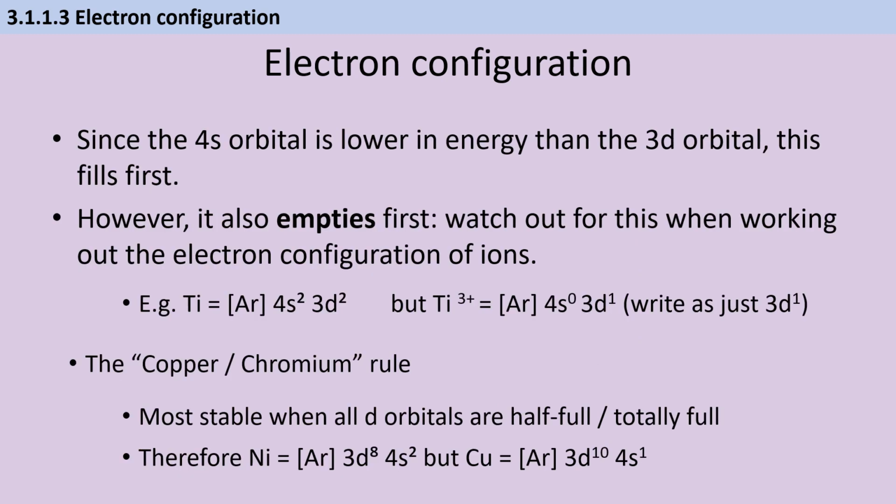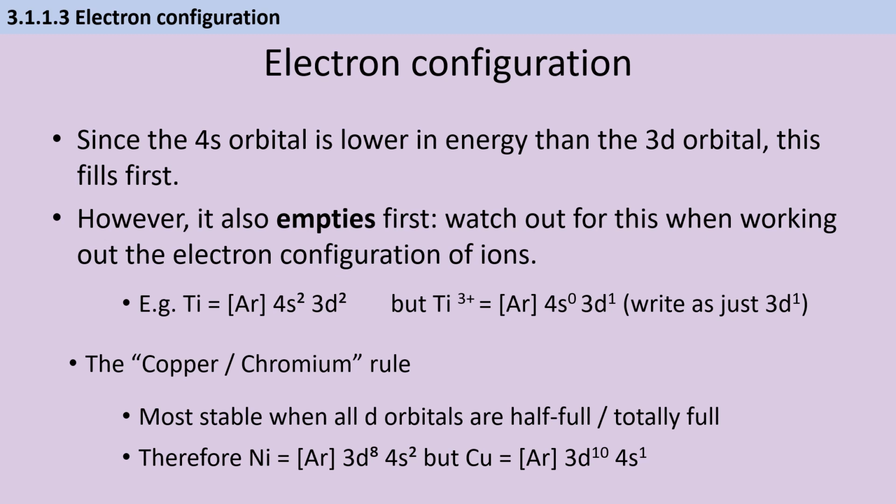There are a couple of little things that might trip you up. The first one is that despite being part of the 4th shell, the 4s orbital is lower energy than the 3d orbital, at least when it's empty, and therefore we put electrons in there before we put them into 3d. However, the presence of electrons in that orbital changes its energy level, and that means although it's lower energy than 3d when it's empty and therefore it fills first, once it contains electrons it becomes higher energy than 3d and therefore it also empties first.